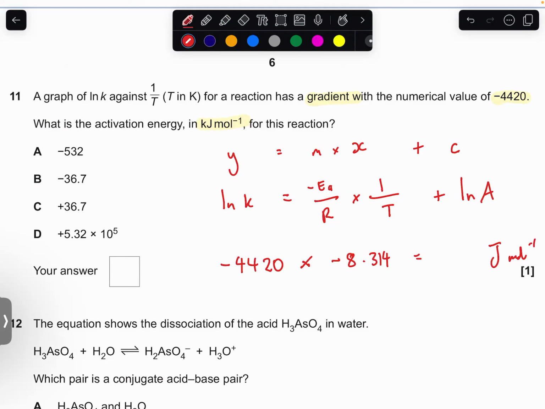-4420 times 8.314. Yep, and divide that by 1,000. This is 3674.8 divided by 1,000. 7, which we got here as here. If we put the R in, that'd be the wrong answer. If we forget to put the minus in front of the R to get rid of the minus, get rid of this minus.